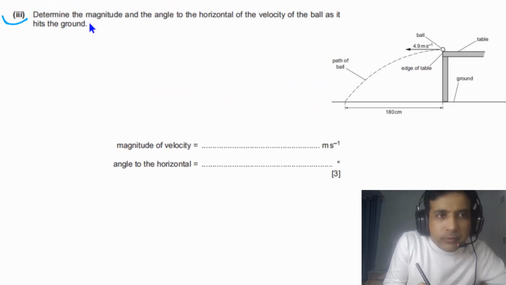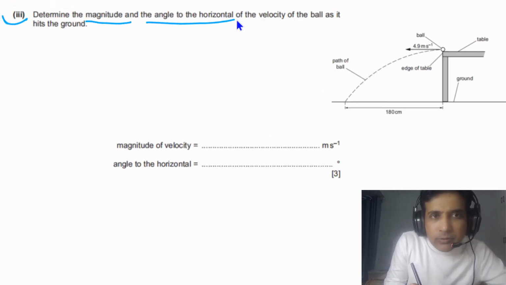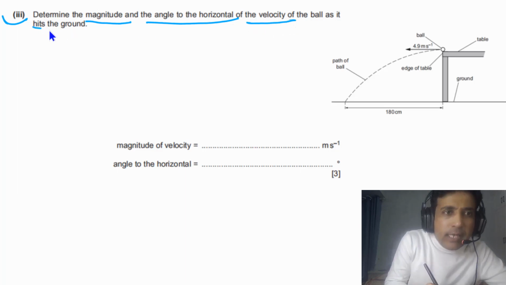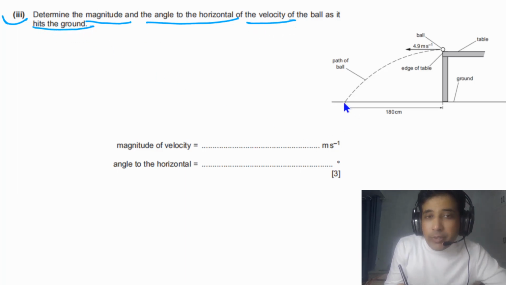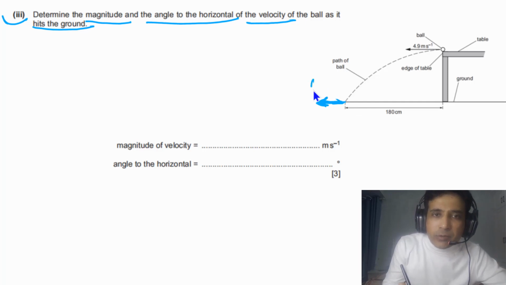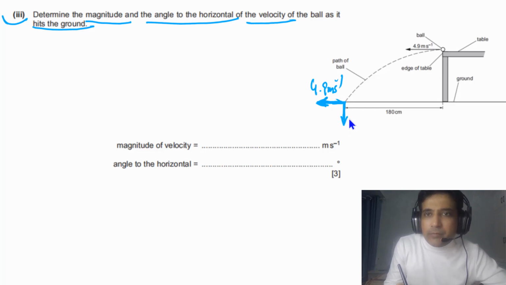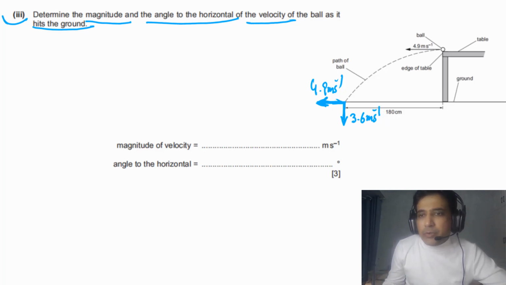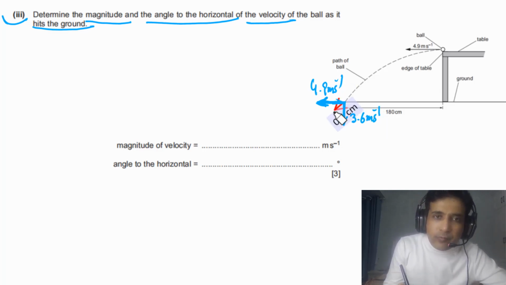For the third part, we need to determine the magnitude and angle to the horizontal of the velocity of the ball as it hits the ground. But we have already calculated the vertical component of the velocity, and we also have the horizontal component of the velocity. So simply we can rewrite again. We have the horizontal component of velocity, equal to 4.9 meters per second, and we have calculated the vertical component of velocity, which was equal to 3.6 meters per second. Now we need to calculate in this case the final velocity.